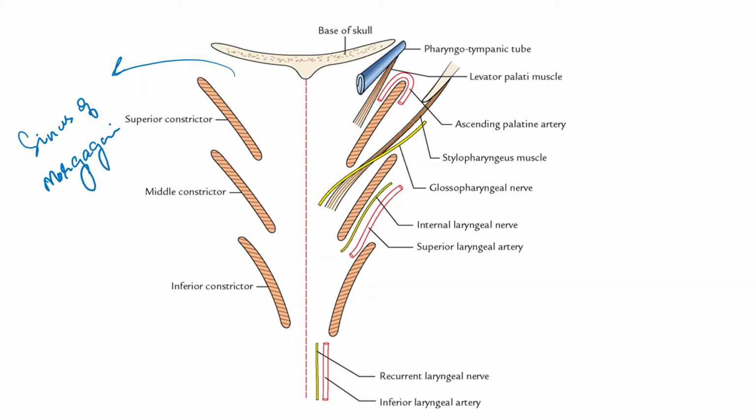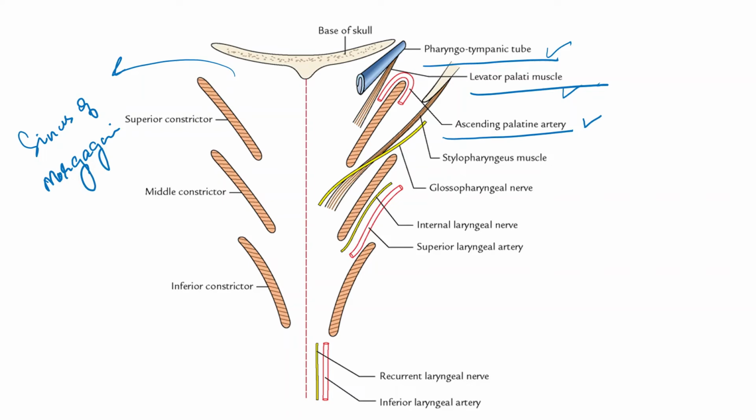Second is the levator veli palatini muscle, the artery, that is the ascending palatine artery, and also the branch of the ascending pharyngeal artery. So these are the important structures which pass through the space above, that is the sinus of Morgagni. The structures are the auditory tube or the pharyngotympanic tube, the levator veli palatini muscle, and the ascending palatine artery, also the branch of the ascending pharyngeal artery.